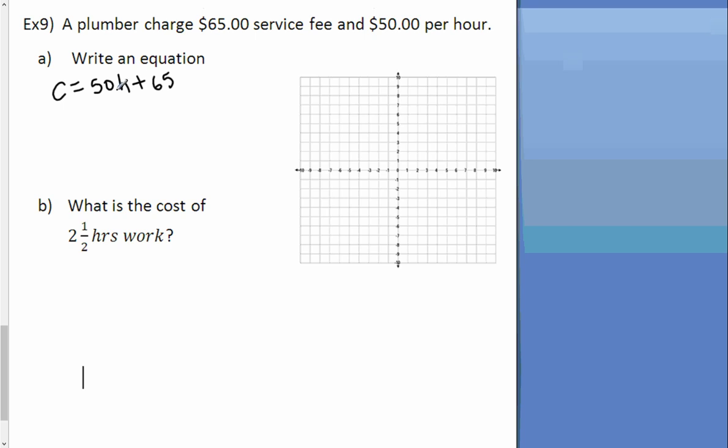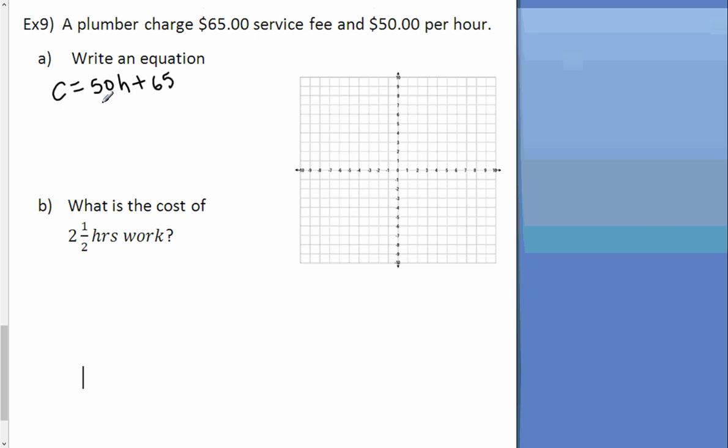So hopefully when you see this problem, you can start seeing what's going on here. This must be the slope, and that must be the y-intercept. For example, if they came out to your house and didn't do any work at all, just looked at it for a couple minutes, they would still charge you the $65 even if they did no hours of work. Right? So this is the y-intercept, and that must be the slope.